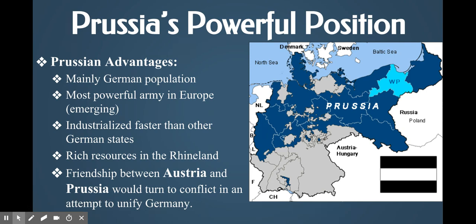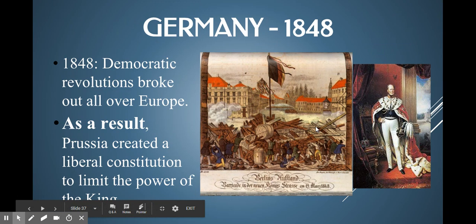They have a very powerful emerging army. They industrialize very quickly after the British example. They also have access to the Rhineland for rich resources. And then, of course, the fragile friendship created at the Congress of Vienna would eventually turn to conflict as they struggle for power when unifying Germany.